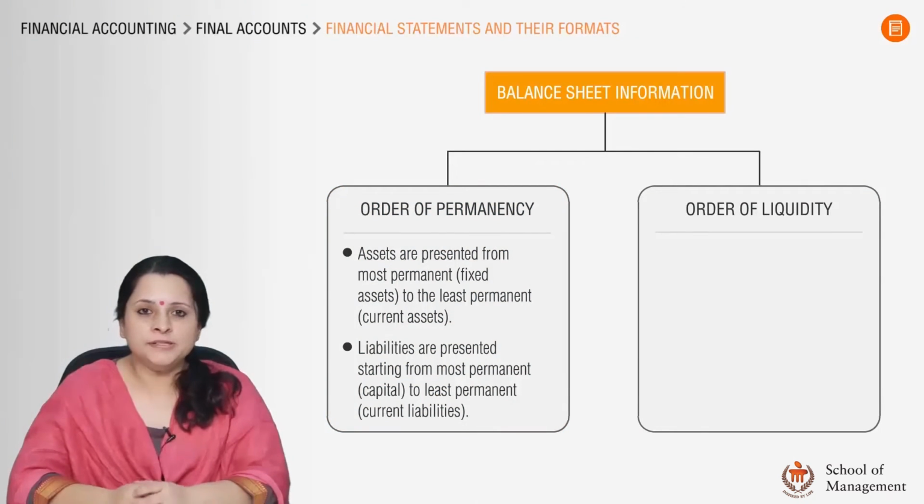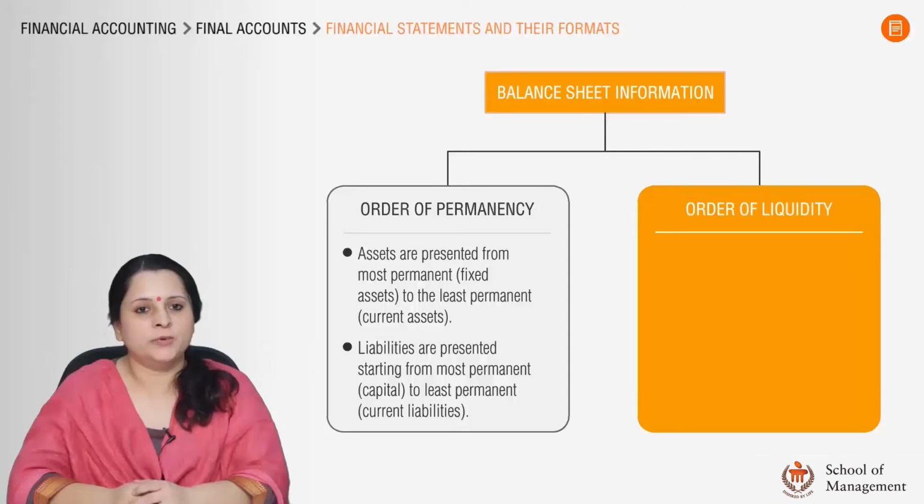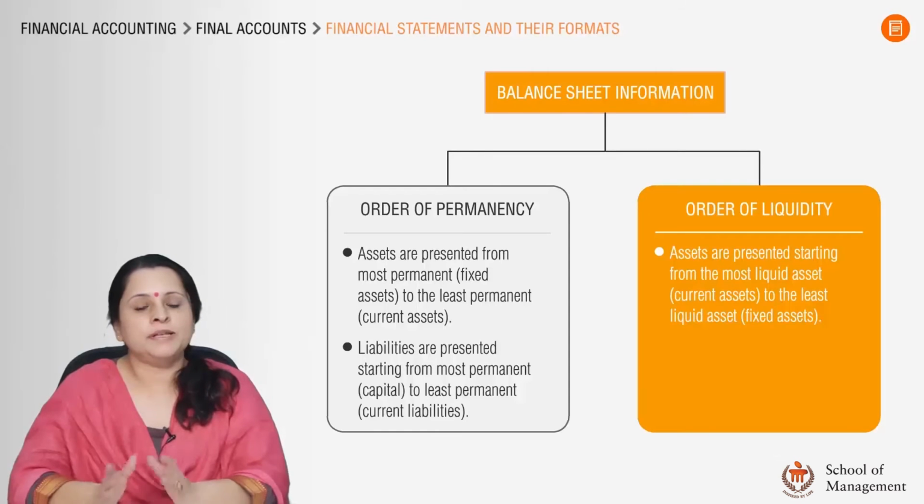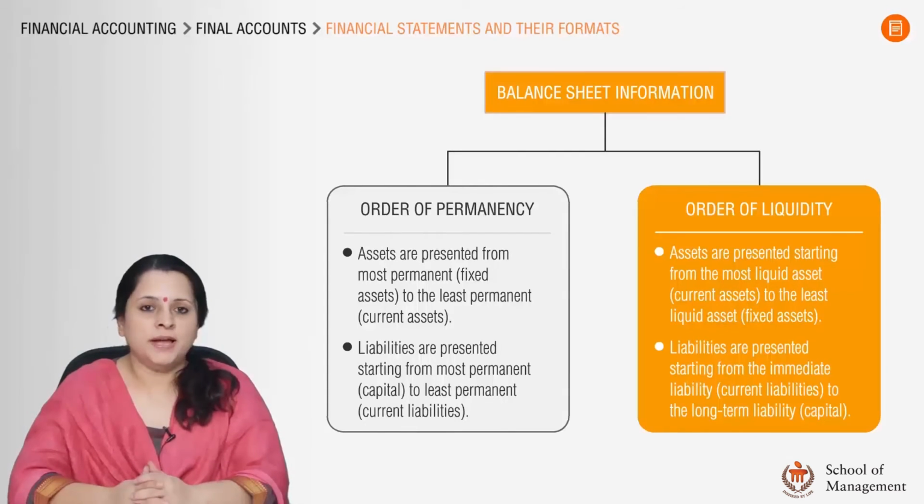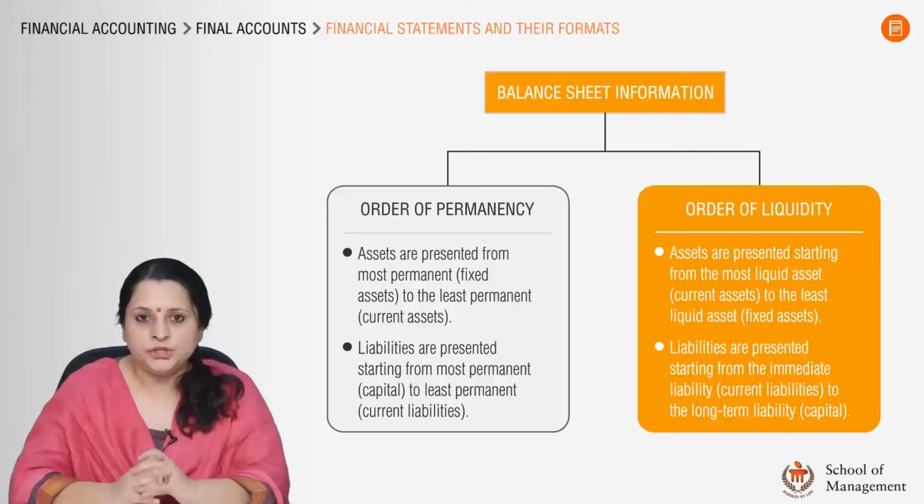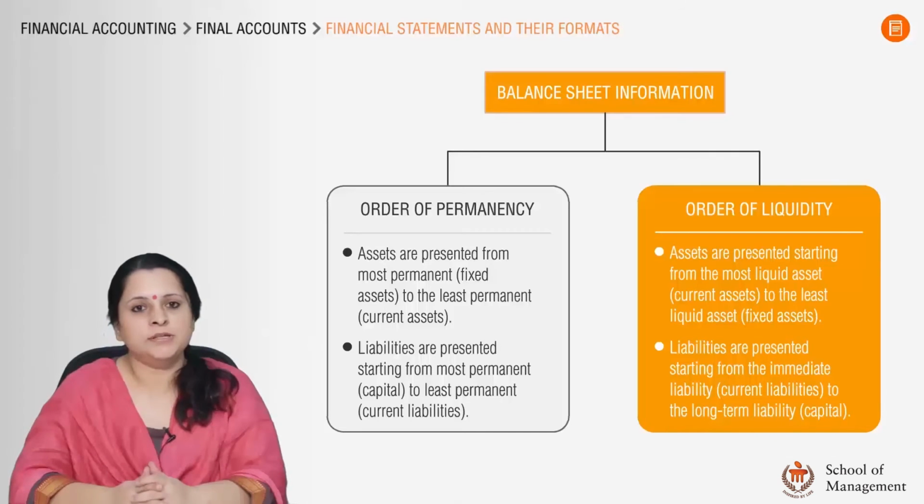When a company prepares the balance sheet as per order of liquidity, assets would be presented starting from the most liquid, which is the current assets, to the least liquid asset or the fixed assets. Liabilities, on the other hand, are presented starting from the liabilities that have to be paid off in the short term, that is current liabilities, to the long term liability or the capital.